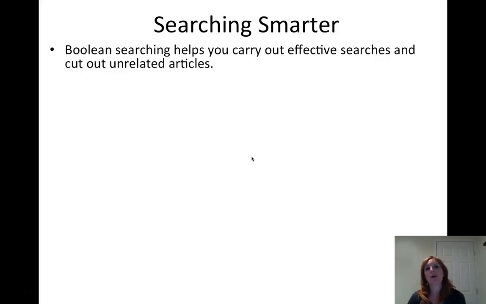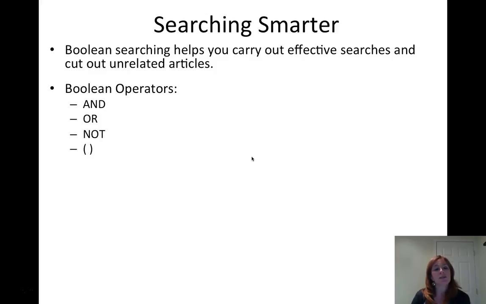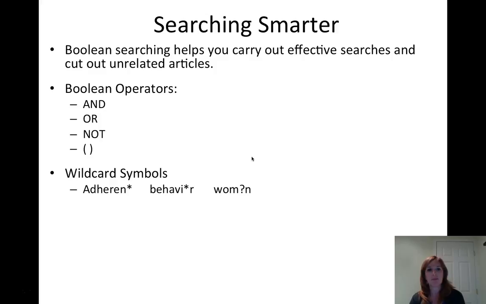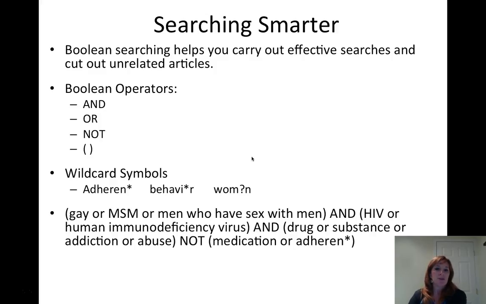As I mentioned before, we can also search within Google Scholar, within PubMed, PsycInfo, whatever, a bit smarter. And so some of you may have heard of Boolean search terms to help you carry out better searches. These Boolean operators are and, or, not, and then the parentheses. You can also use wildcard symbols, these little asterisks here, or question marks. So for example, if I were interested in substance use among HIV positive gay men, I could type in substance use HIV positive gay men.